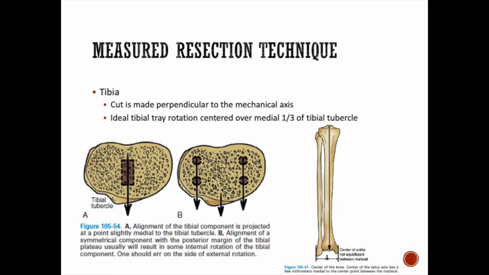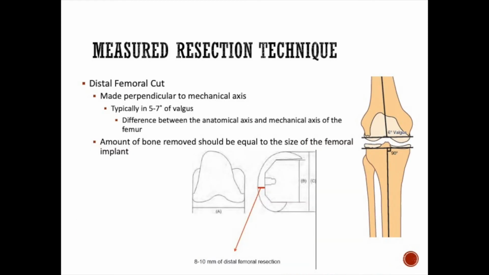So the measured resection technique involves cutting the tibia, again perpendicular to the mechanical axis and with a slope in accordance with the implant that you're using, and you want your rotation centered over the medial third of the tibial tubercle, which roughly corresponds with the tibial crest going down the tibial shaft.